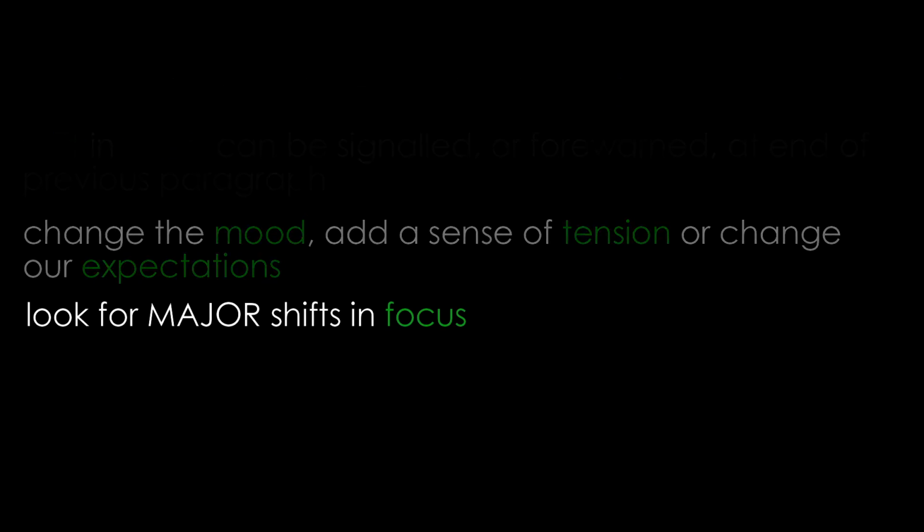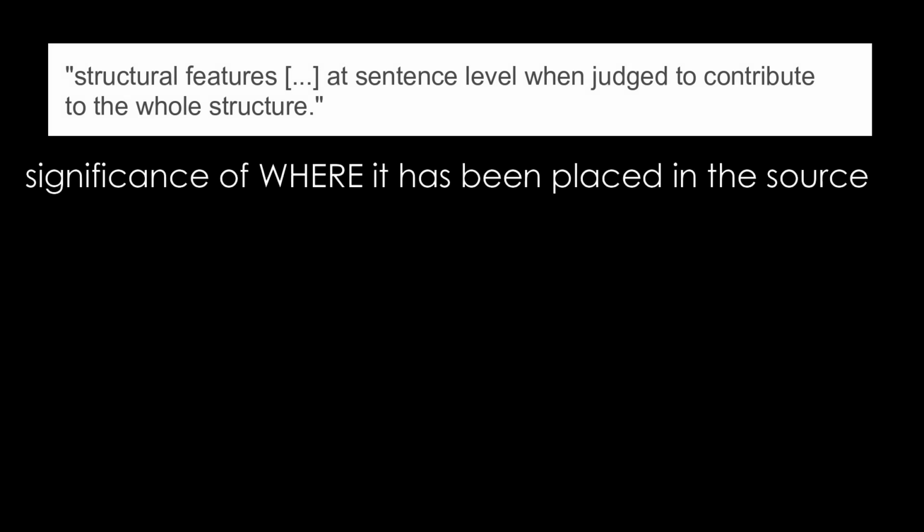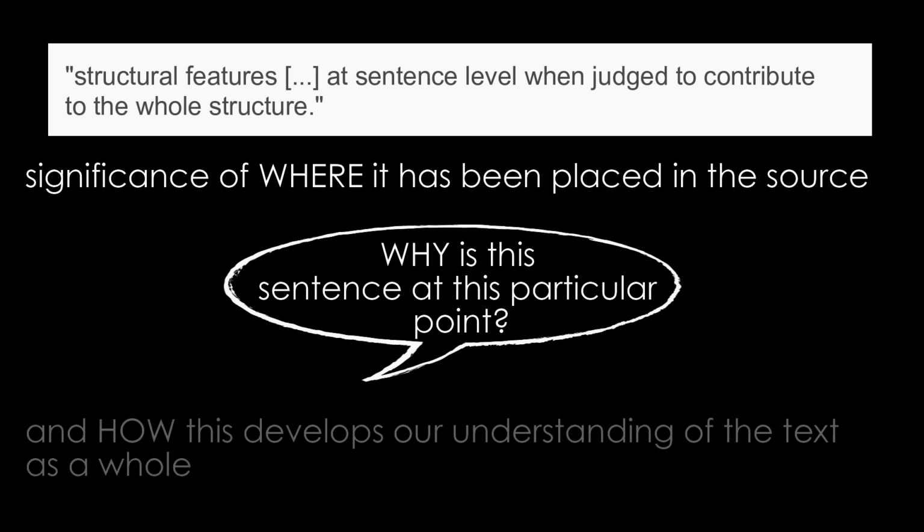The guidance also refers to structural features at sentence level when judged to contribute to the whole structure. What this basically means is that if you look at a sentence, you should consider the significance of where it has been placed in the source. Why is it at that particular point? And how does that develop our understanding of the text as a whole?